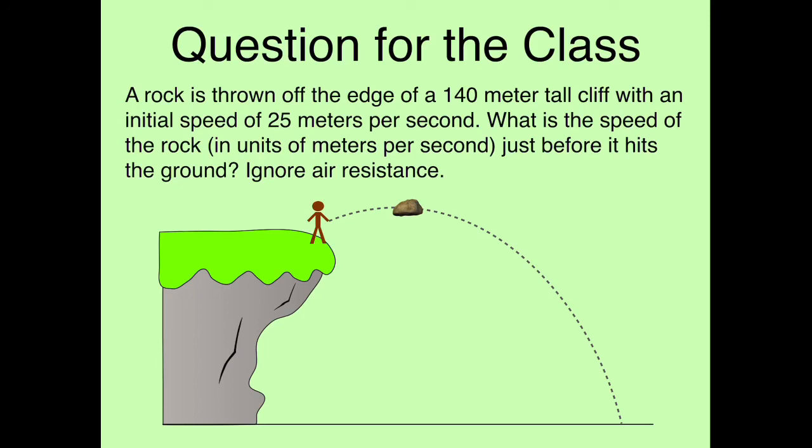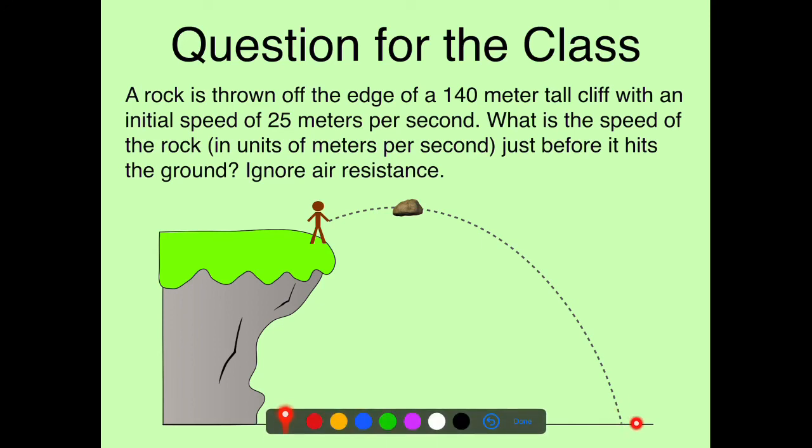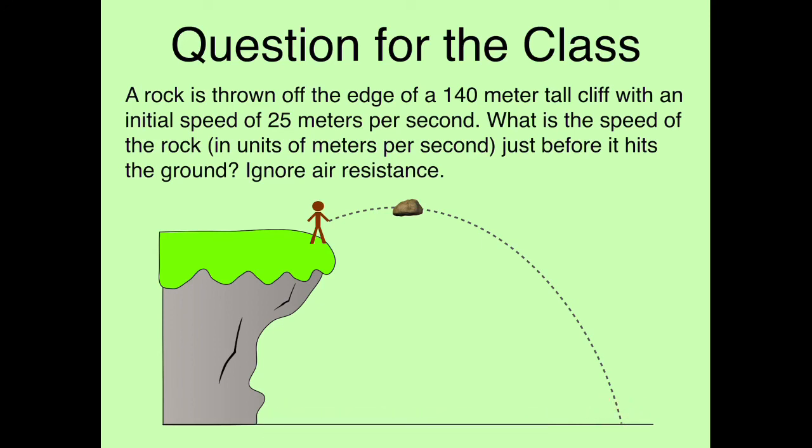So we have a rock thrown off the edge of a cliff, which is 140 meters tall, and it's thrown with an initial speed of 25 meters per second. What is the speed of the rock in units of meters per second when it reaches the ground over here? We're going to ignore air resistance for this problem. Pause the video, try to work it out, and try to use that method I showed you where you create a table to keep track of the energies. See what you get, and then we'll go through it together.